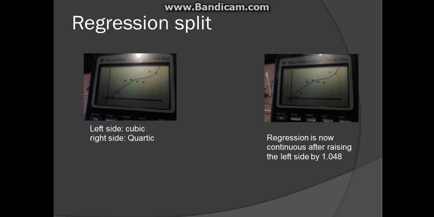This is my split regression. On the left side, I did a cubic, and on the right side, I did a quartic. I found the value for both points at the break. Then, after that, I calculated the difference between both endpoints. Then, on my regression, I raised the left side by that difference to make it continuous.